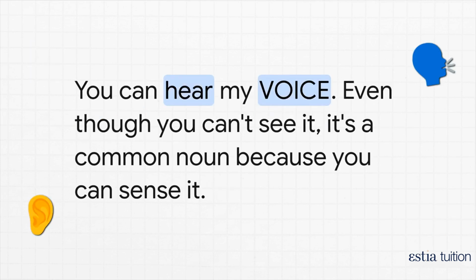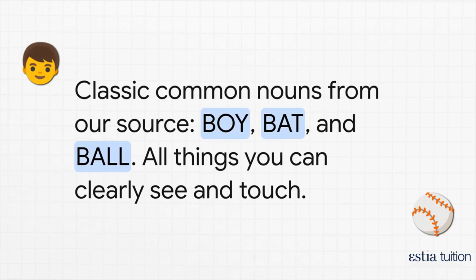And it works for your other senses too. You can hear my voice. Now you can't see it or touch it, but you can sense it with your ears. So voice is also a common noun. See? That five senses rule holds up. Let's keep the ball rolling with some more classic examples. A boy, a bat, a ball. All things you can clearly see and touch out in the real world. Every single one of them, a common noun.